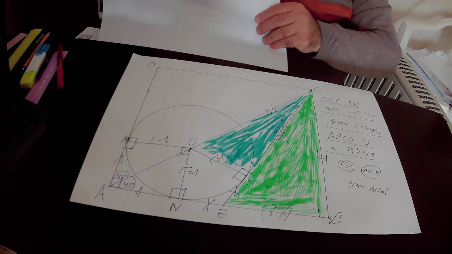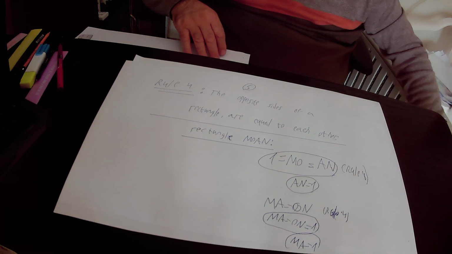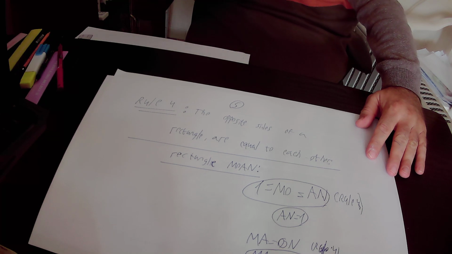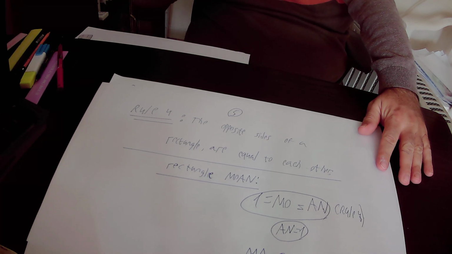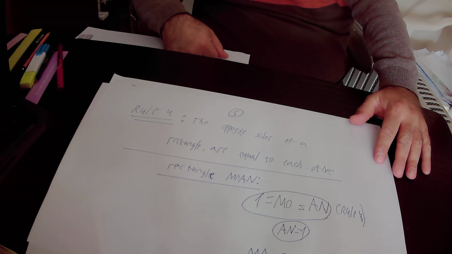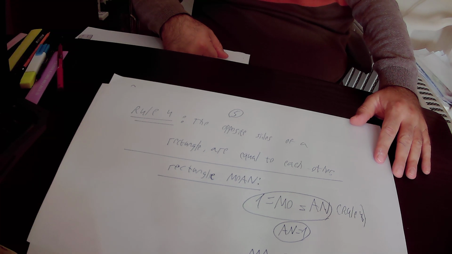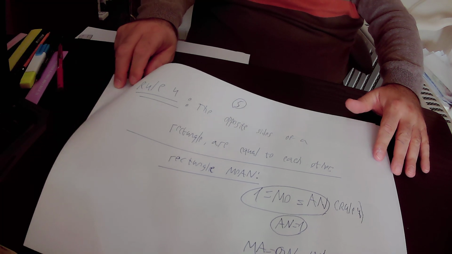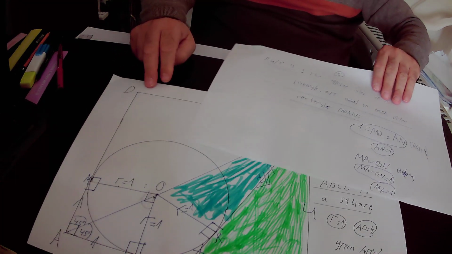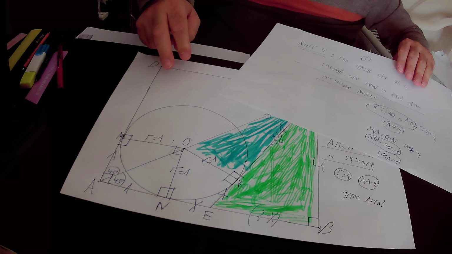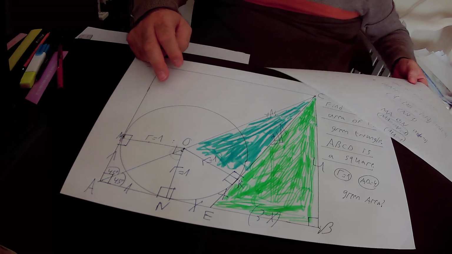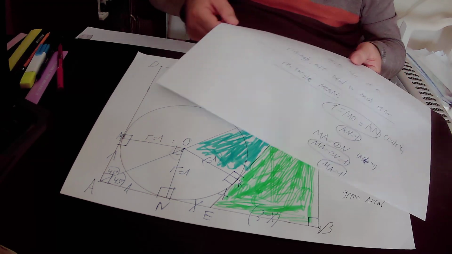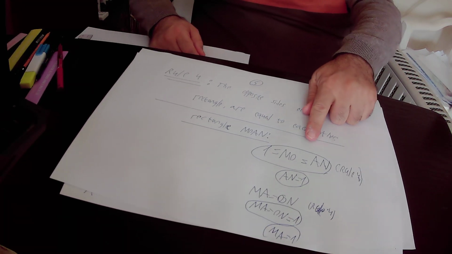Then I presented to you rule number 4. According to rule number 4, the opposite sides of a rectangle are equal to each other. And we know that quadrilateral MOAN is a rectangle, therefore the opposite sides of rectangle MOAN will be equal to each other, that is to say MO equals AN according to rule number 4.